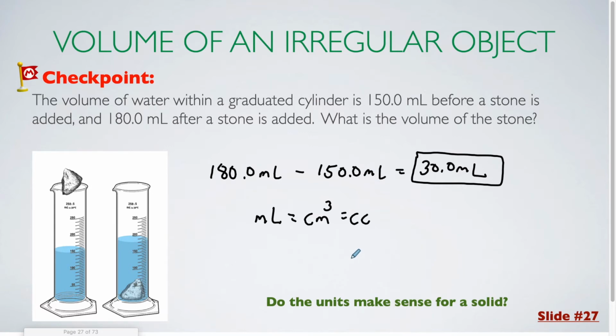So since I'm talking about a solid object here, it would be a little more accurate to say that the volume of the solid is 30.0 centimeters cubed. So that would be a better answer.